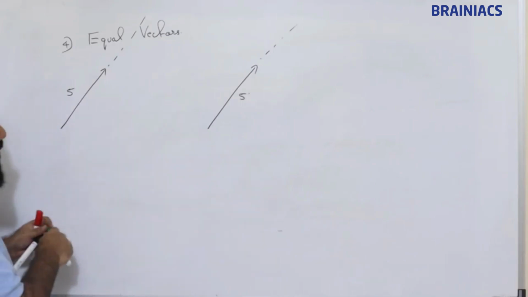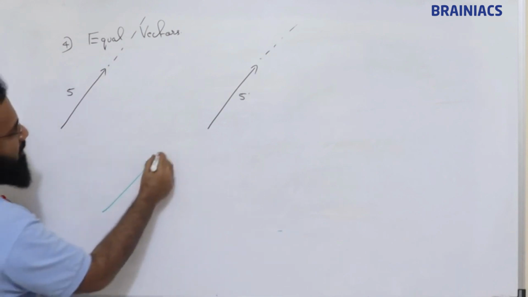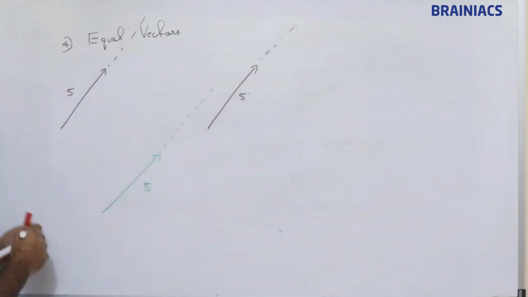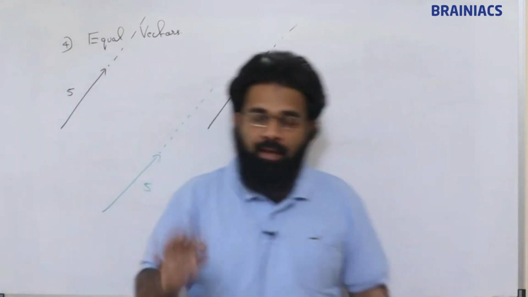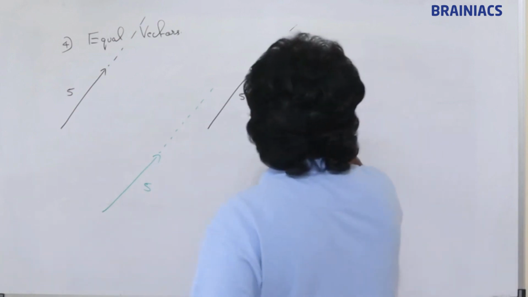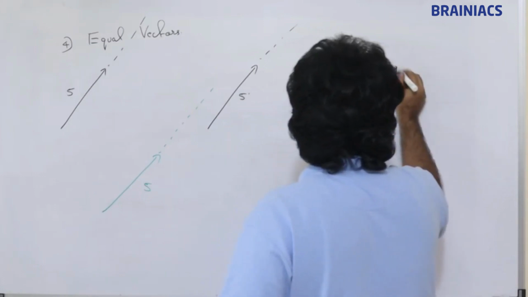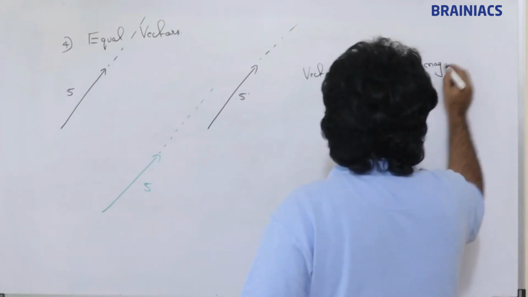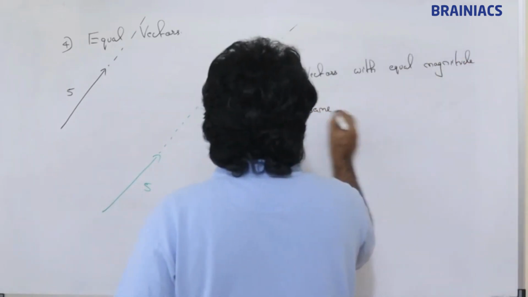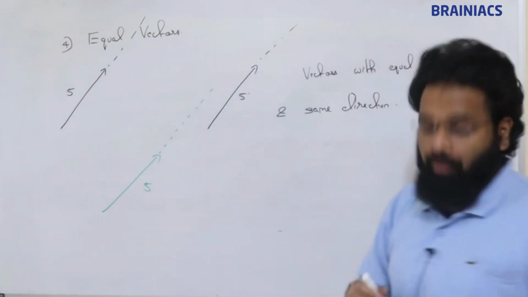If I need, I can draw another vector like this. This is also 5. This is also pointing in the same direction. So all these are equal vectors. They must be in the same plane and they must be going in the same direction also. So vectors with equal magnitude and same direction, they are all equal vectors.